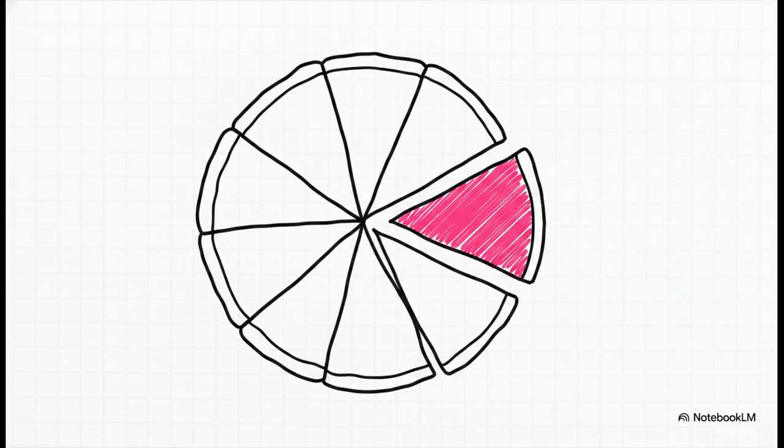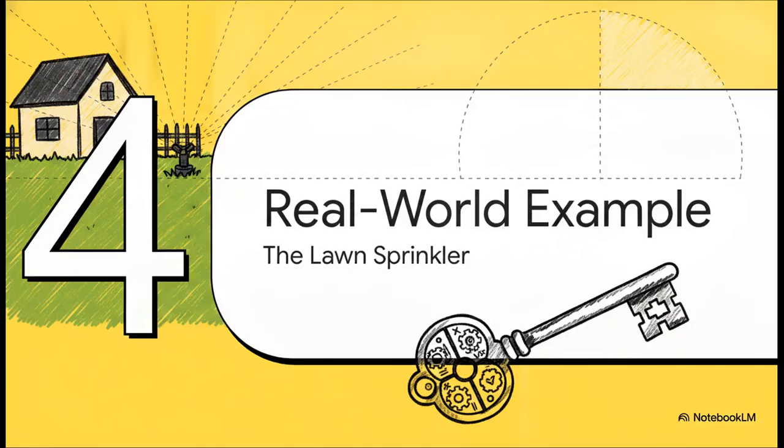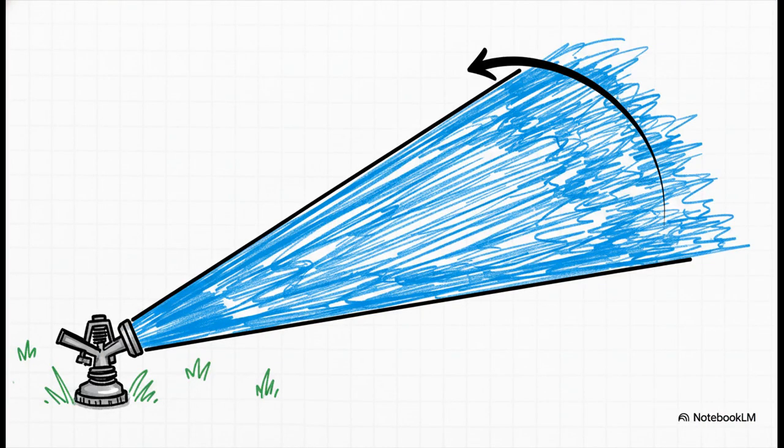area. If you are actually calculating the total value here, you just multiply that 1/8 by the standard area formula, pi times radius squared. Solving a real-world example, the lawn sprinkler. Let's see how this all builds into a real-world geometry application straight from our source material. This is where we're going to put that master key to the ultimate test.